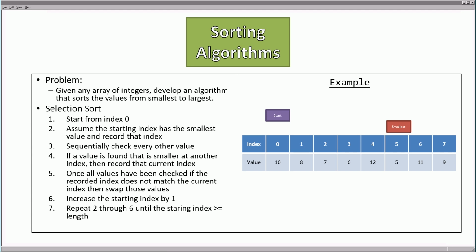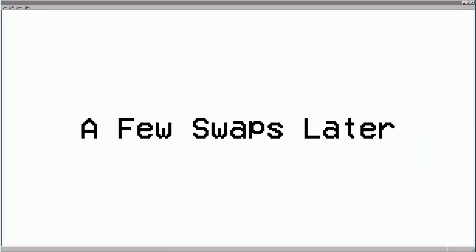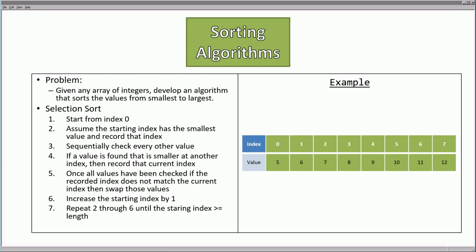Now notice, the start value and the smallest value are at two different indices. Whenever this happens, we just simply swap those values, and then we move on to the next index. We know after this first run that we have the smallest value in the first index. And now starting here, we're looking for the next smallest value. Now scanning through this, we're eventually going to discover that 6 is the next smallest value. So then we swap those two and move to the next one. Now we keep doing this until the array is fully sorted.